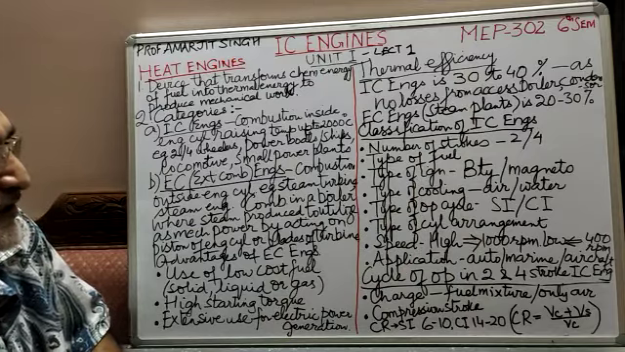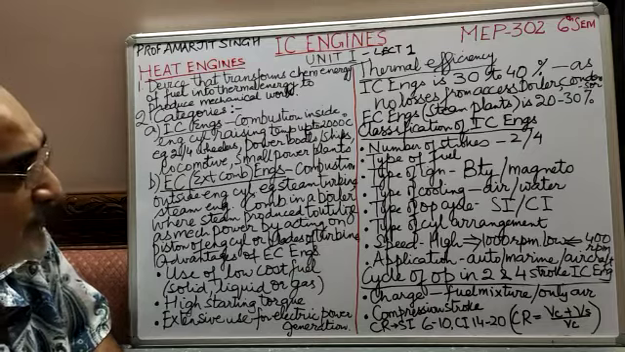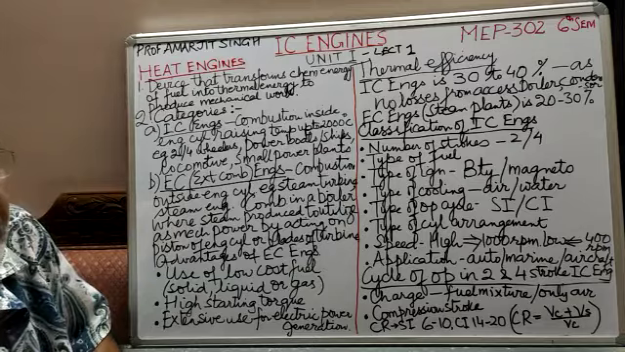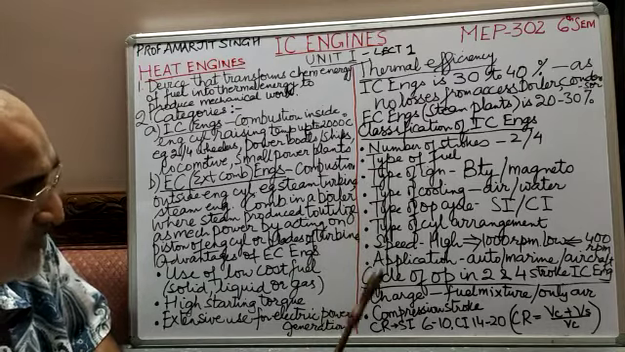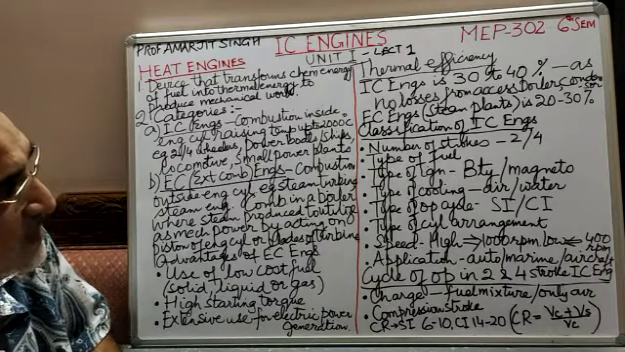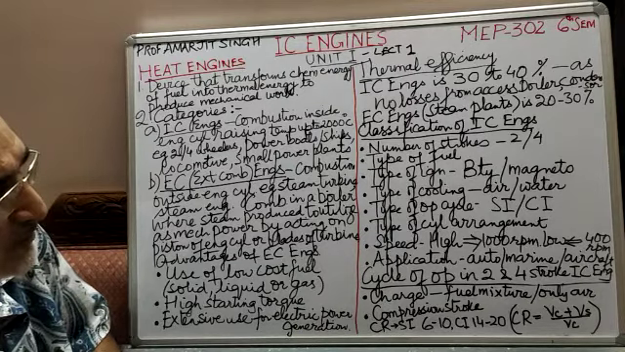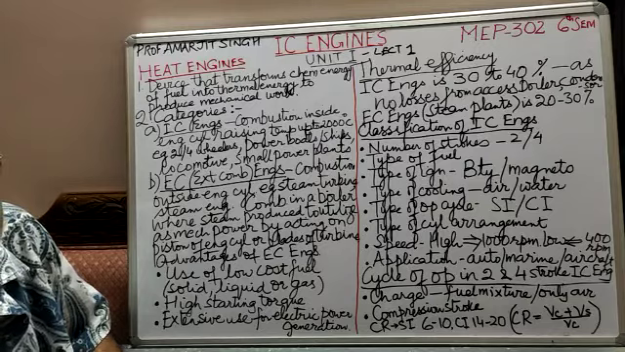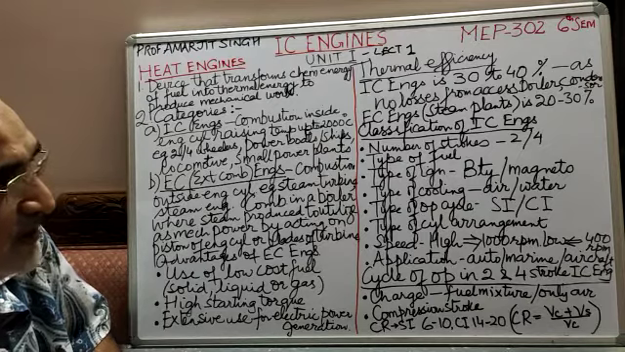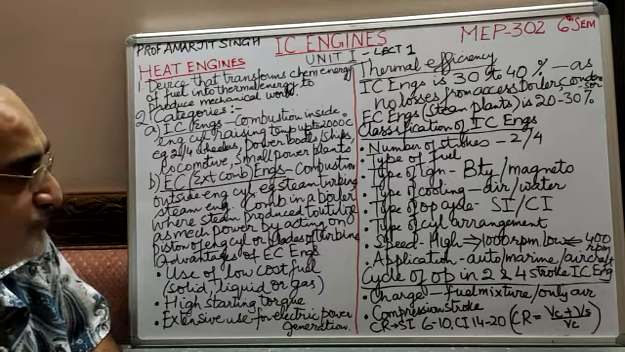Now we come to the classification of IC engines. How are the IC engines classified? Classification is based on a number of factors as listed. The first classification is based on the number of strokes. The number of strokes is usually 2 or 4. Two-wheelers, motorcycles and scooters generally have a two-stroke engine, and cars and bigger commercial vehicles have four-stroke engines.